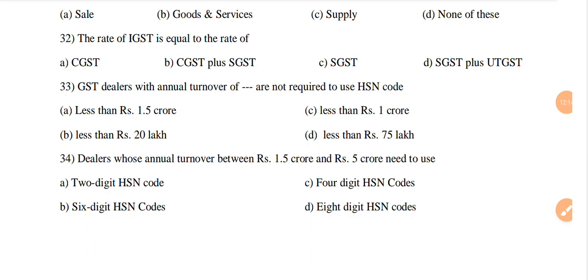Next question. Dealers with annual turnover between rupees 1.5 crore and rupees 5 crore need to use option A 2-digit HSN code, B 6-digit HSN codes, C 4-digit HSN codes, and D 8-digit HSN codes. The correct option is A.